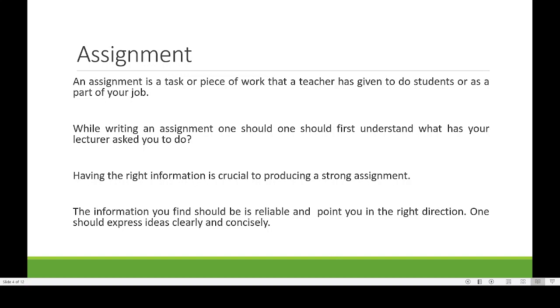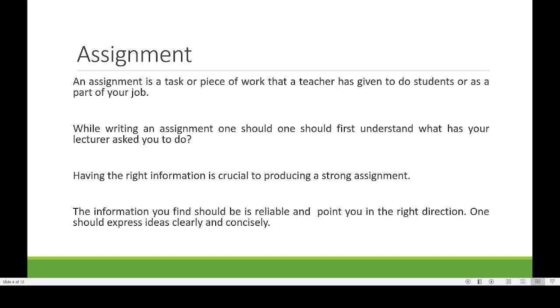That is not expected. So when you are writing an assignment, always try to understand the main idea that you have to communicate. For example, if it is about amphibian diversity of Kerala, there is no meaning in writing about amphibian diversity of the world, or of India, or of other states. That is not expected. You have to be very clear about what you should write in the assignment. So one should first understand what your lecturer has asked you to do. So understand the topic very clearly.